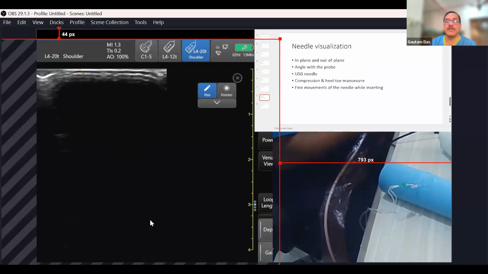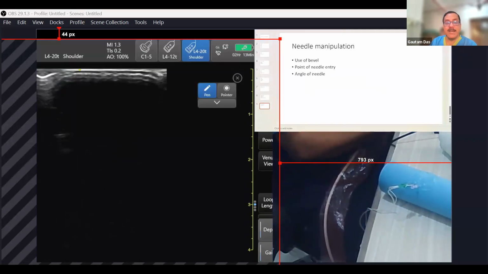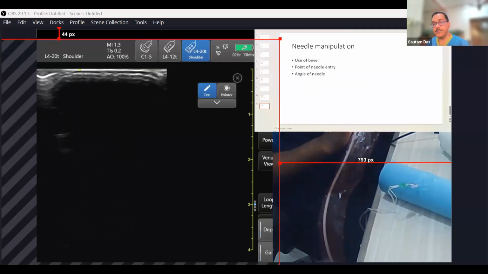So these are the different ways for better visualization. One is the angle. Second is the ultrasound needle. Third is compression and the heel-toe maneuver to change the angle between the needle and the probe. And it is very fine movement when you are advancing the ultrasound needle. Then is needle manipulation. This is again very important.